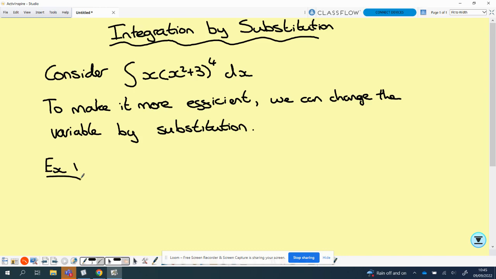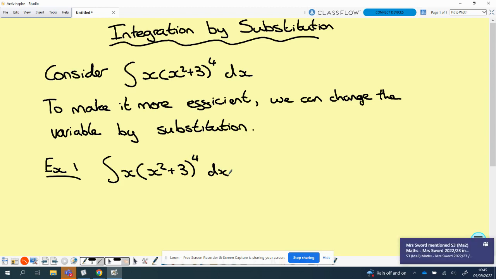do it fully now. Okay, so example 1, same question. x multiplied by x squared plus 3 to the power 4 dx. Now normally, if it's a question about substitution, they'll tell you what the substitution needs to be. They'll give you that information. Okay, some worksheets, some textbooks, you have to find it. But what normally is the case, it's the bit that's the awkward part, is the substitution. So it's the bit inside this bracket that's the problem here, because it's the power 4. Okay, that's the bit that would take a long time normally.